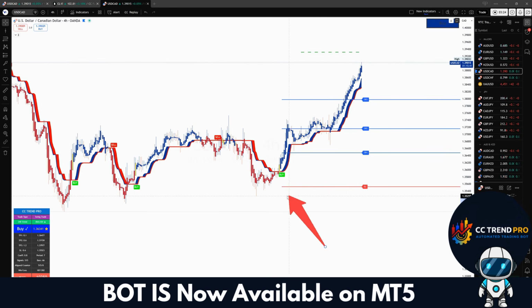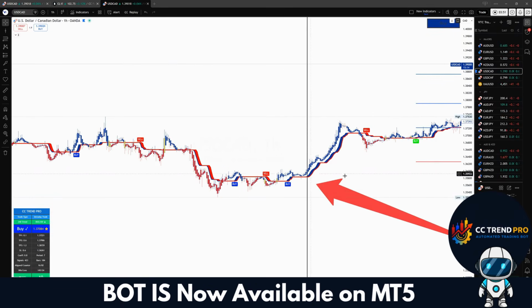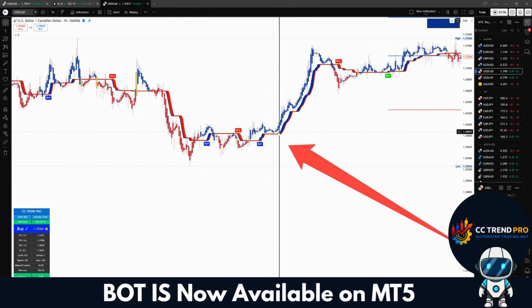So for an example, let's say we had a trend change candle here on the 4-hour time frame. Let's go ahead and mark it off. The next candle is going to be our buy candle. That means we'll get a signal in the VIP Telegram group to buy USD CAD. Once we get that trend change candle, let's go take a look at it on the 1-hour time frame. Here on the 1-hour time frame, that would be our entry from the 4-hour time frame if we decided to enter on the same time frame.